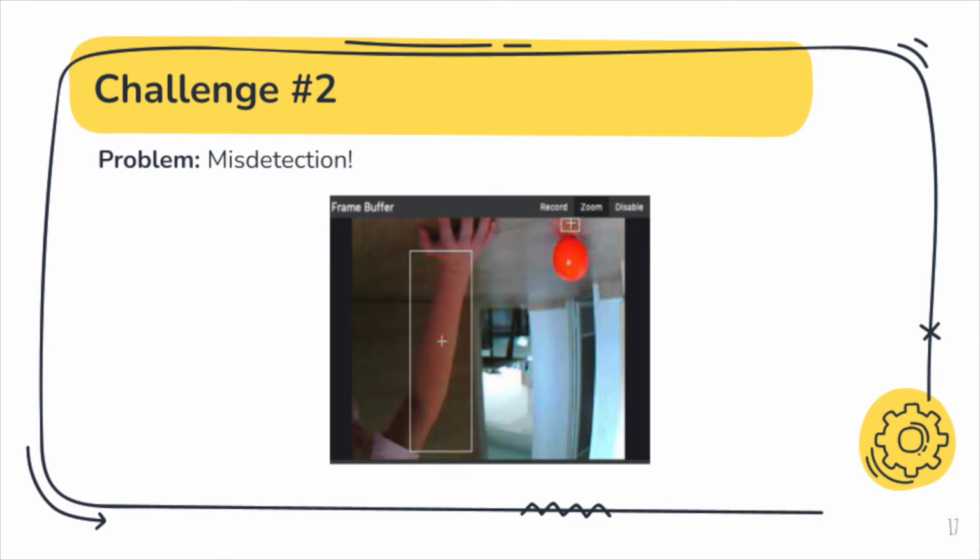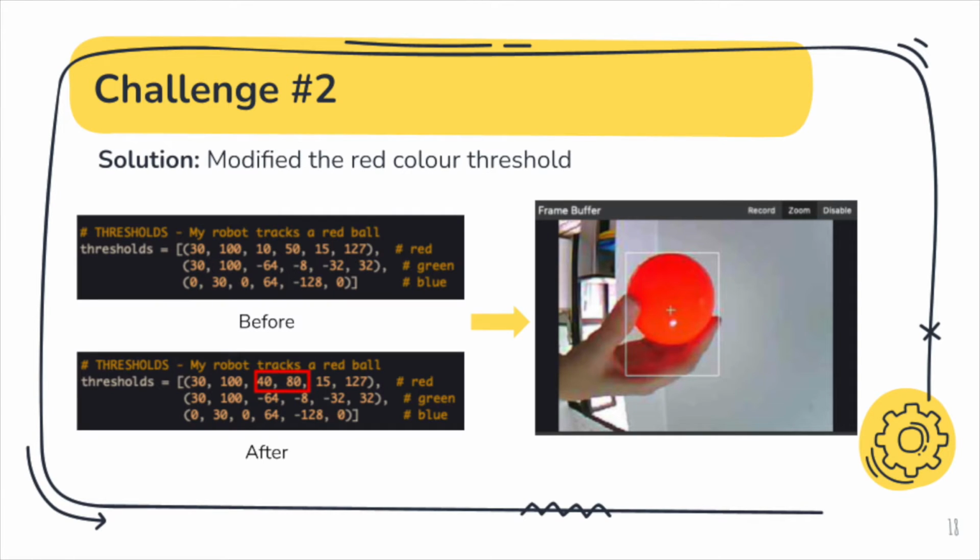When I tested the camera, it mistook my arm for the ball. I realized that my thresholds were too close to beige, so the camera detected my arm instead. After modifying the threshold so they are closer to red, the camera could detect the red ball.